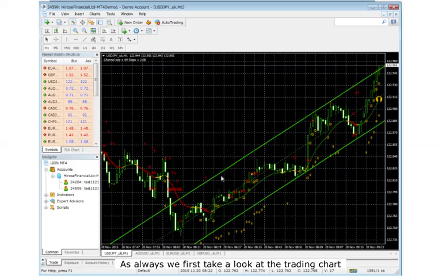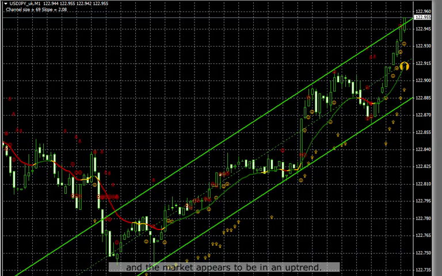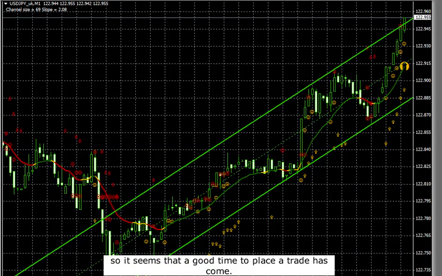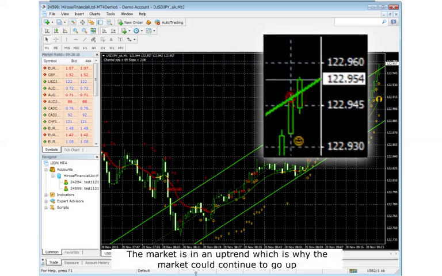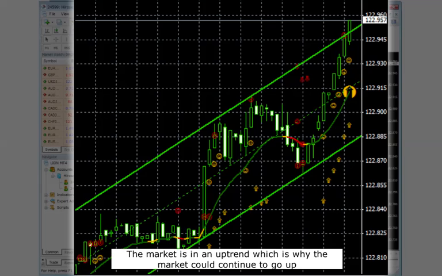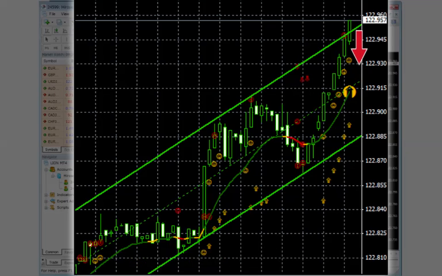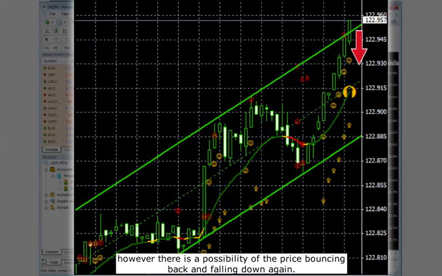As always, we first take a look at the trading chart, and the market appears to be in an uptrend. The Hirose Binary Forecast shows us a high arrow, so it seems that a good time to place the trade has come. However, when we take a closer look, we can see that the price is near the resistance line. The market is in an uptrend, which is why the market could continue to go up. However, there is a possibility of the price bouncing back and falling down again.